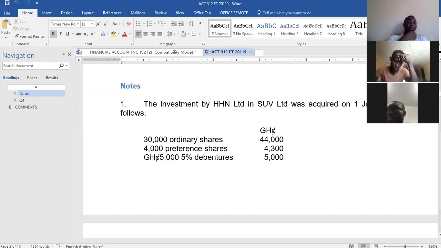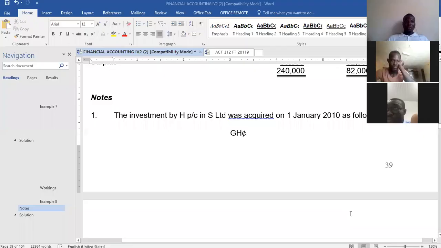So your book, I'm trying to use your book because my question is 2016. So this is the question. If you care to see, this is the question in actual that I'm reading. I'm resharing it again so that you get understanding. So the investment by H in S Limited on January 2010 was as follows. So they gave you the investment proportion.